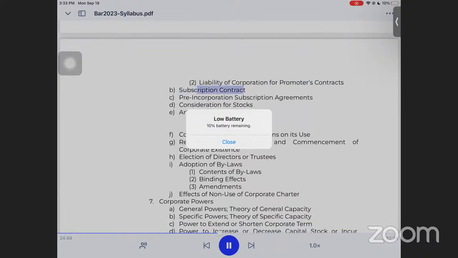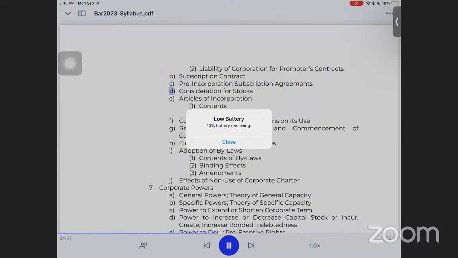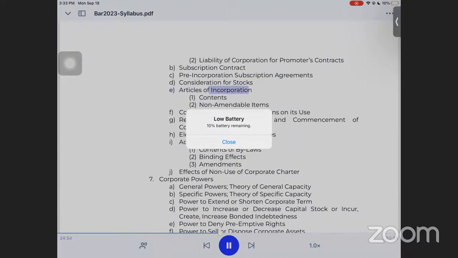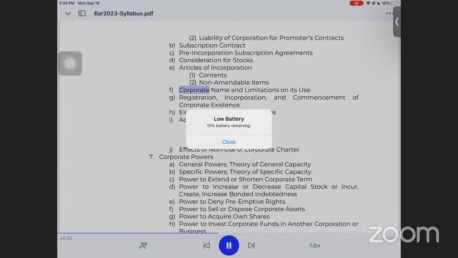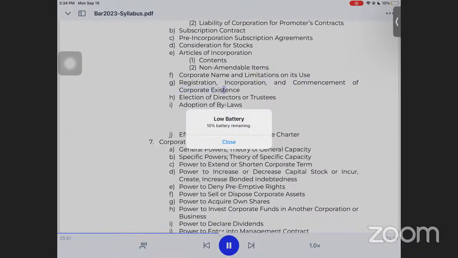B. Subscription contract. C. Pre-incorporation subscription agreements. D. Consideration for stocks. E. Articles of incorporation. 1. Contents. 2. Non-amendable items. F. Corporate name and limitations on its use. G. Registration, incorporation, and commencement of corporate existence.